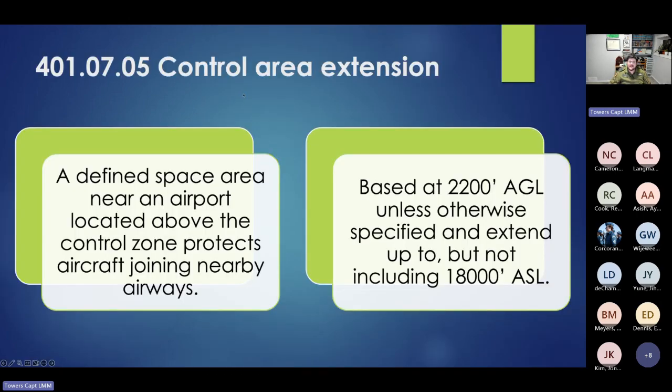A control area extension is a defined airspace area near an airport, located above the control zone, that protects aircraft joining nearby airways. It's usually based at 2,200 feet AGL, so above ground level, unless otherwise specified, and extends up to, but not including, 18,000 feet above sea level.